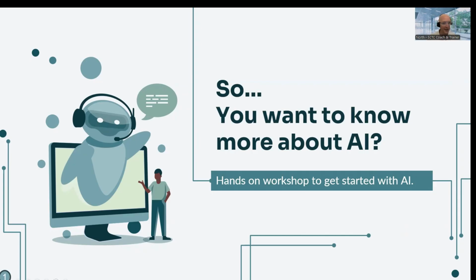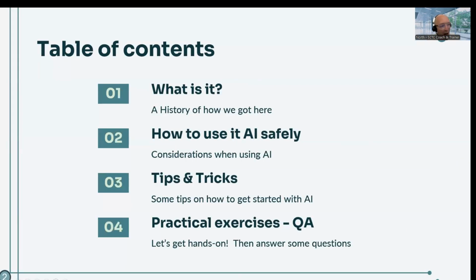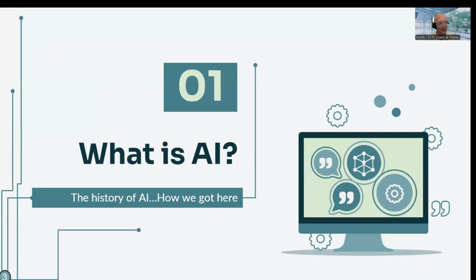Before we get there, though, let's get to what we're going to talk about today. We're going to talk about AI. What is it? A history of how we've gotten here. Believe it or not, AI has been around since the mid-50s. And then we're going to talk about one of the most important things about AI, how to use it safely. And then we're going to do some demos, some tips and tricks, and then some practical exercises. And we are going to have plenty of time for Q&A at the end. We are going to get hands-on today. So let's get right to it.